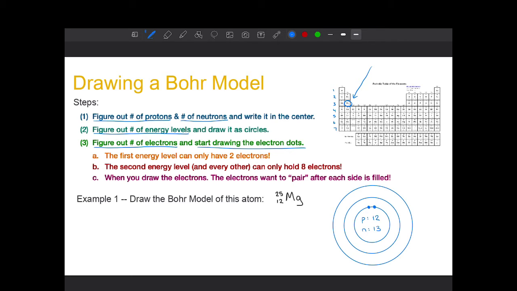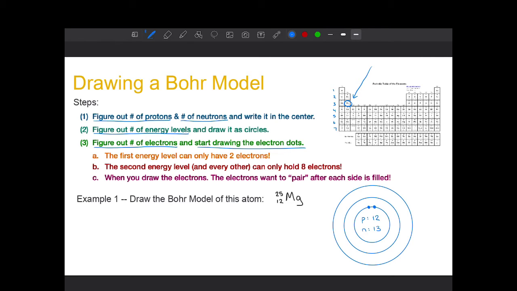Now there are 4 sides to the circle. There's a top, there's a bottom, there's a left, and there's a right. Kind of like the D-pad of a game controller. Top, bottom, left, right. Let's just fill it that way, just to simplify things. So it says the electrons want to pair after each side is filled. So basically, you fill it top, down, left, right, and then you pair it top, down, left, right.